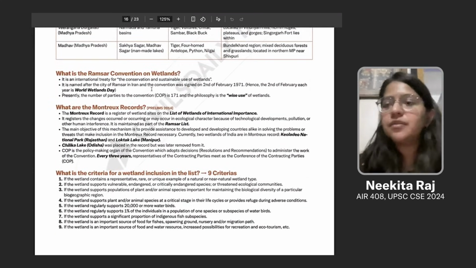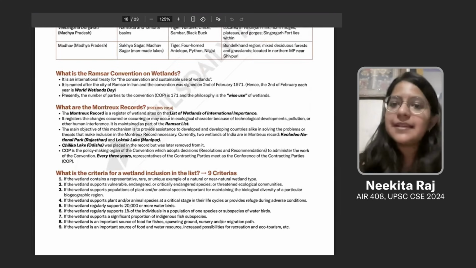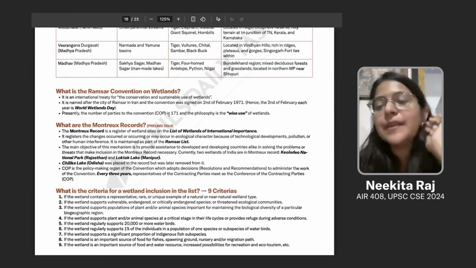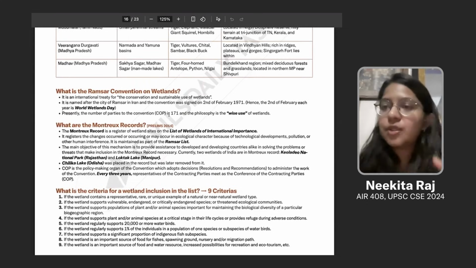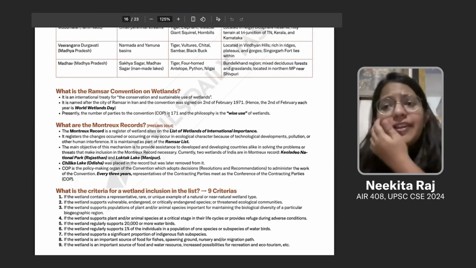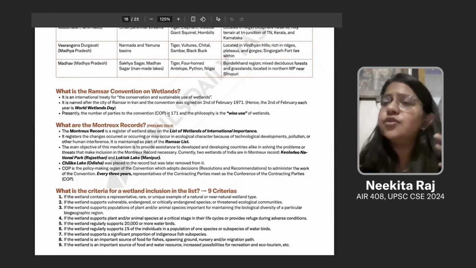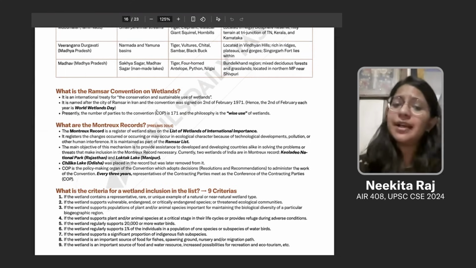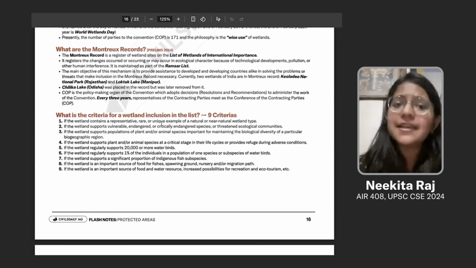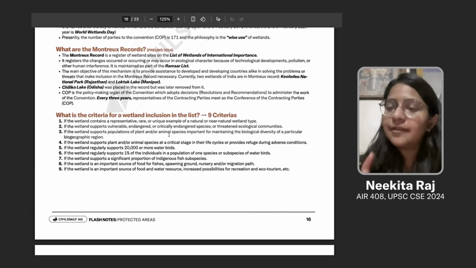Now, the Ramsar Convention, wetlands, Montreux Record: in 2022 they asked direct questions from these in prelims, and in the 2023 mains paper they asked a question on Ramsar sites. Every year, or if not every year then at least every alternate year, a new wetland gets added. Some 3-4 wetlands keep getting added. So it becomes important for you to know what Ramsar sites are, how the Ramsar site concept came about, and what criteria a wetland must meet to qualify as a Ramsar site.